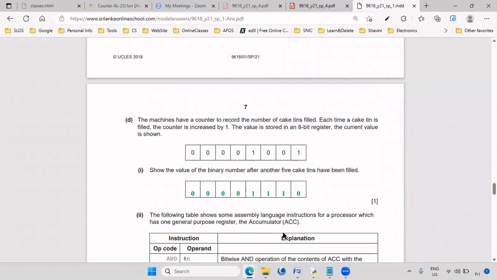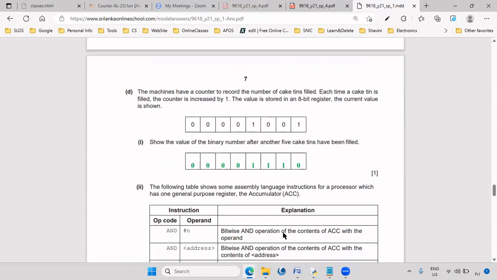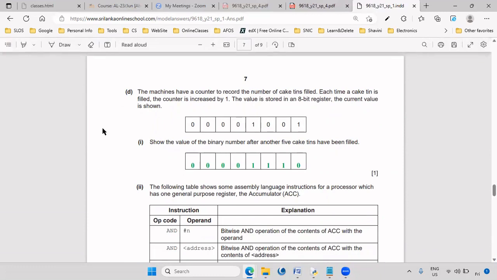Machines have a counter to record the number of cake tins filled. Each time a cake tin is filled, the counter is increased by 1. The value is stored in an 8-bit register. The current value is shown. That is this. So now, one by one, it has increased to 9. 9 tins have been filled.